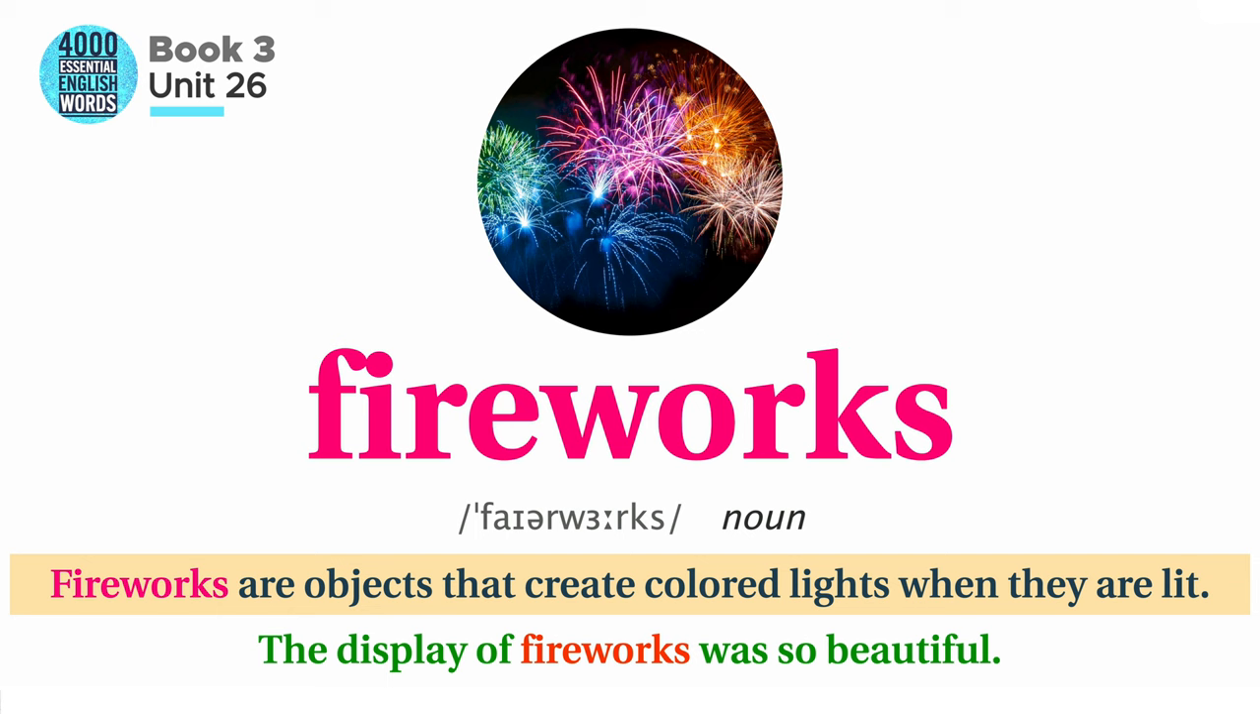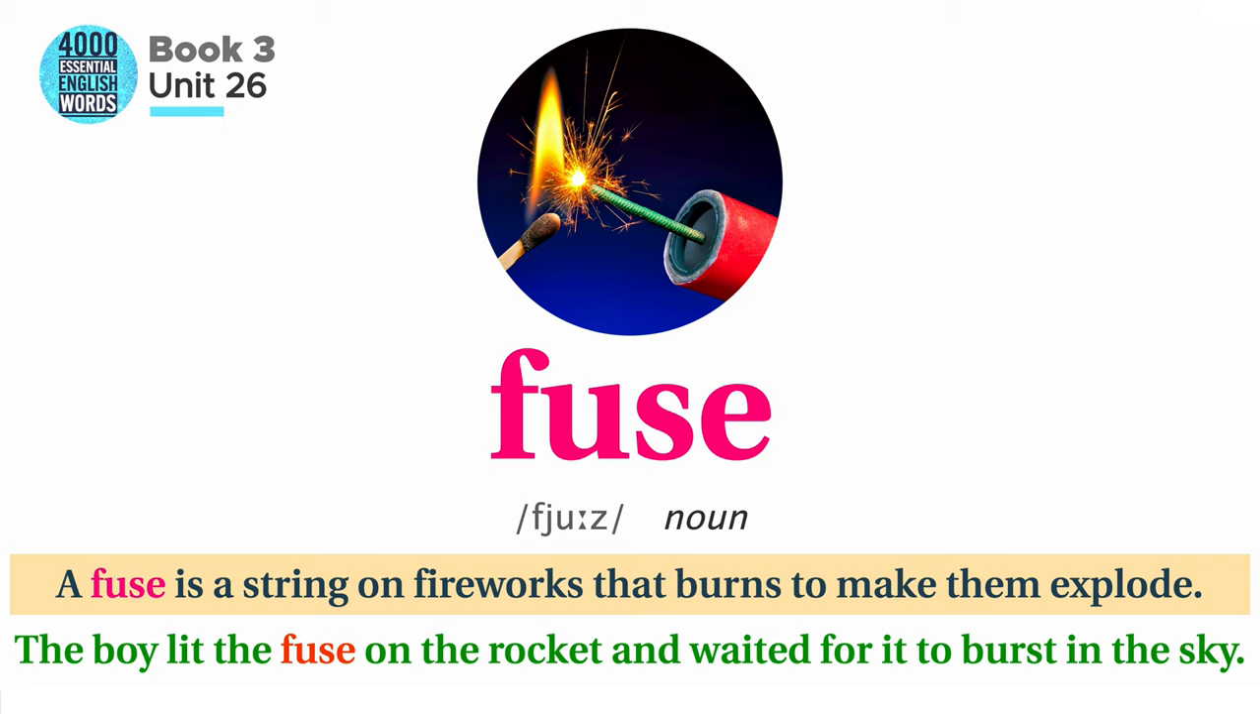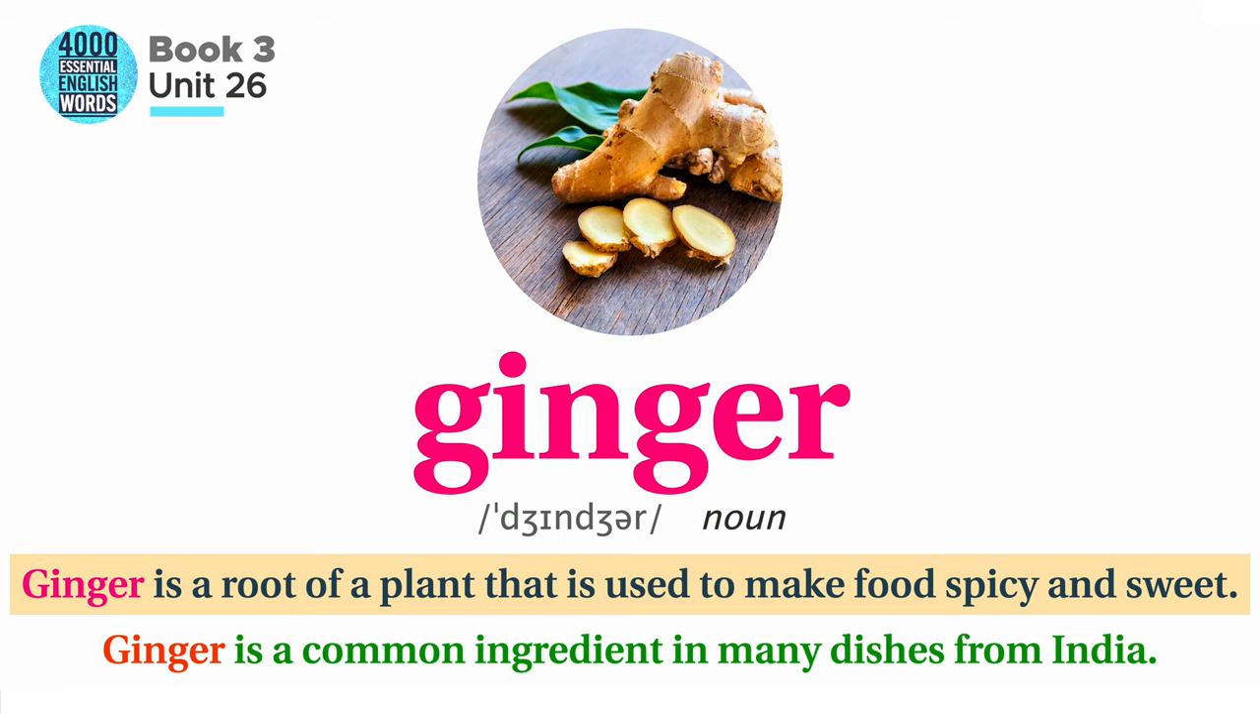Flour. Flour is a powder made from plants that is used to make foods, like bread. I wanted to bake a pie, but I needed flour. Fuse. A fuse is a string on fireworks that burns to make them explode. The boy lit the fuse on the rocket and waited for it to burst in the sky. Ginger. Ginger is a root of a plant that is used to make food spicy and sweet. Ginger is a common ingredient in many dishes from India.